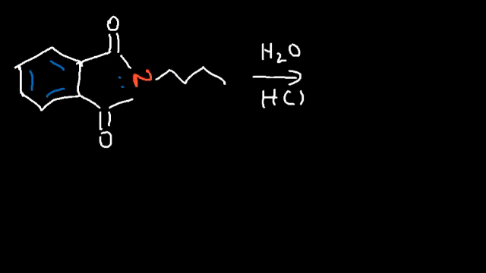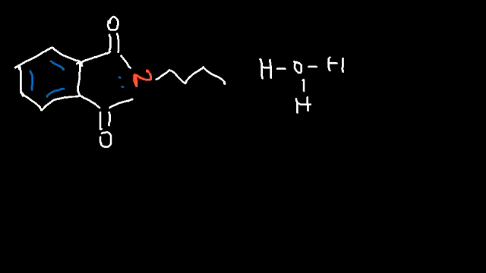So when you put water and HCl together, you're going to get H3O+, which if we want to, we can just write it like this. Now here's a question for you. Who is going to receive the acidic hydrogen? Is it the nitrogen or is it the oxygen of the carbonyl group? Think about it. To answer this question, let's draw the resonance structure of the molecule.